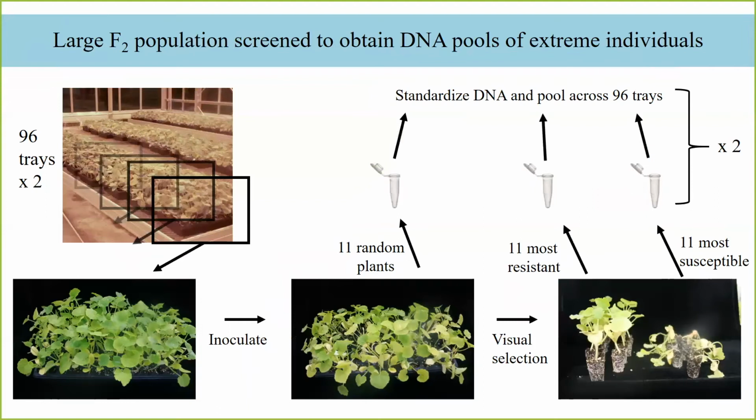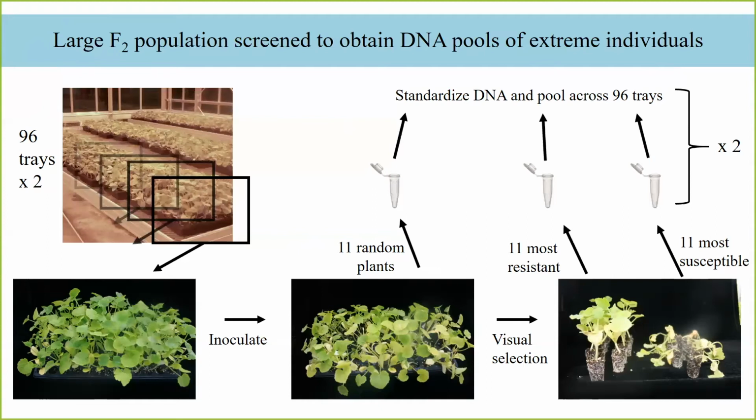So this slide shows how I implemented this approach in the F2 population I mentioned earlier. I evaluated over 13,000 F2 seedlings by spraying them with a suspension of Phytophthora zoospores, and identified bulks, not just a susceptible and resistant bulk, but also a random bulk to estimate baseline allele frequencies in the population.